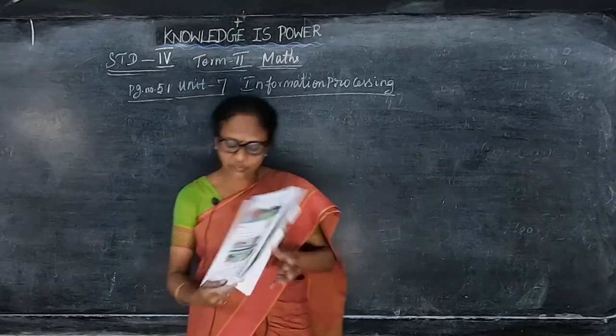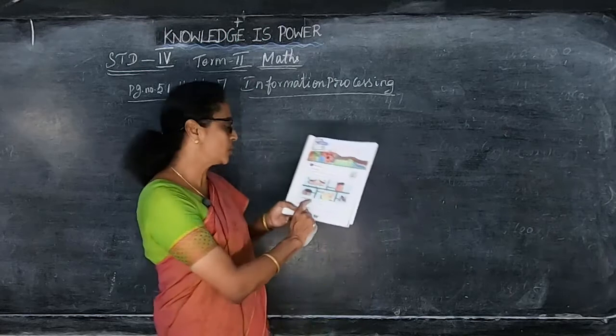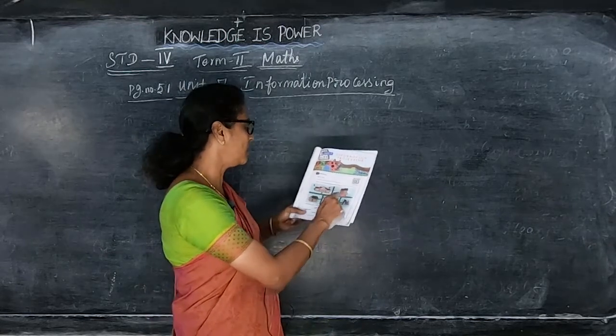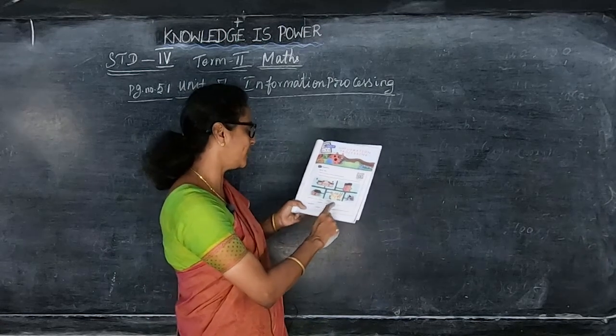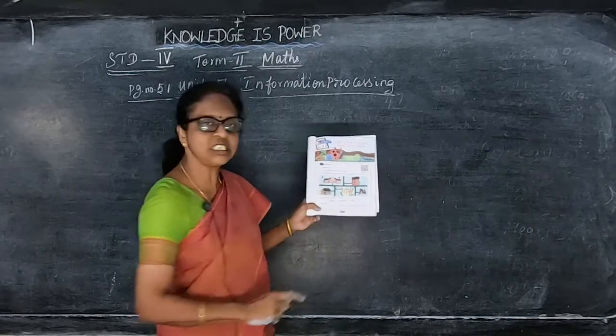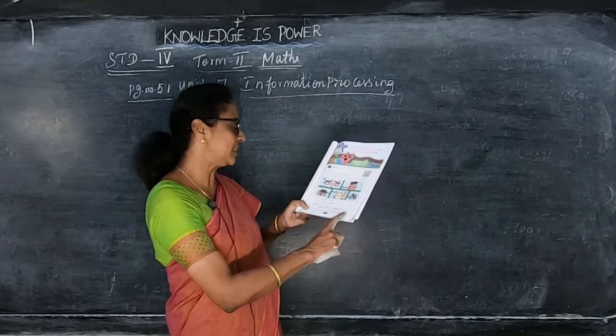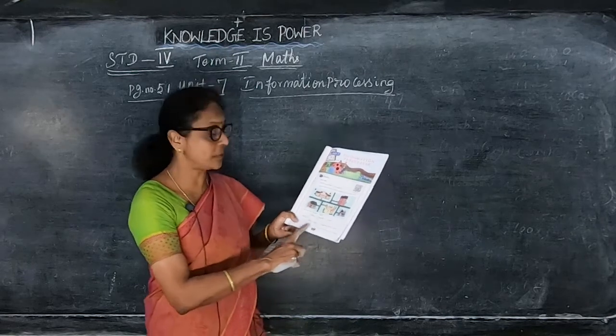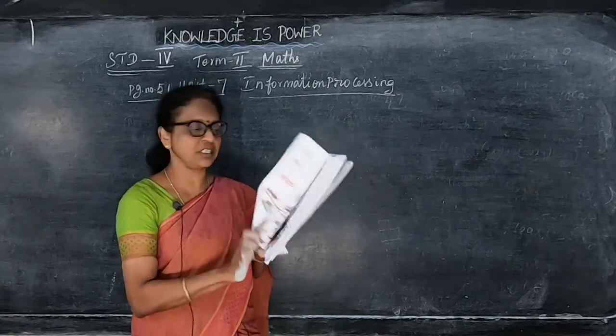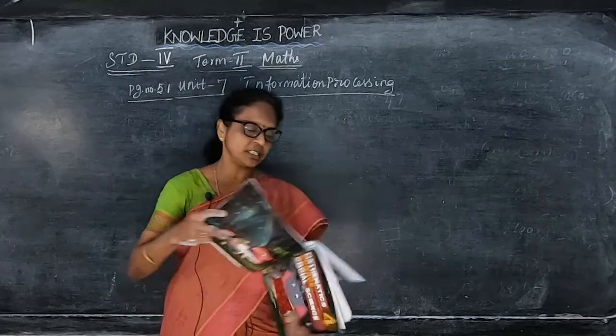Okay, so which is the shortest path? School, house. School to house is the shortest path, and school, playground, house. School is the shortest path and longest path, school, library, computer center and house. That is the longest path. So you have to see this picture and say which is the short path and which is the long path.